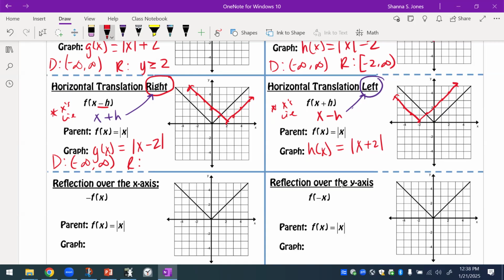Range has never been all real numbers. What is your lowest y value? So y is greater than or equal to 0. Does that make sense? Okay.